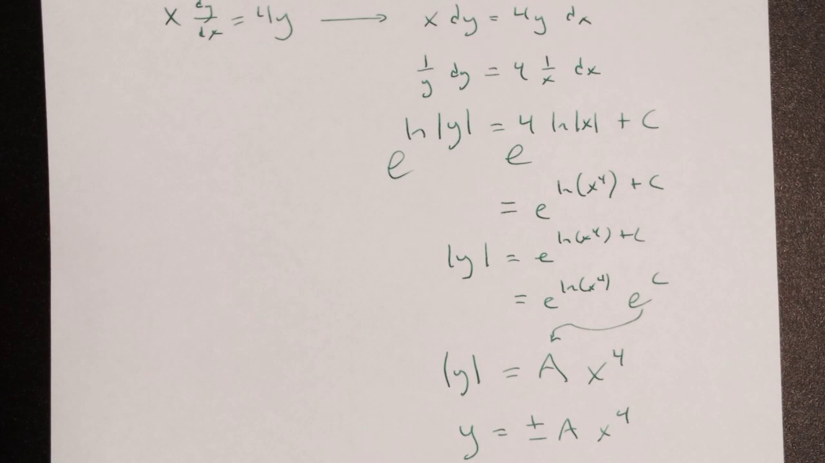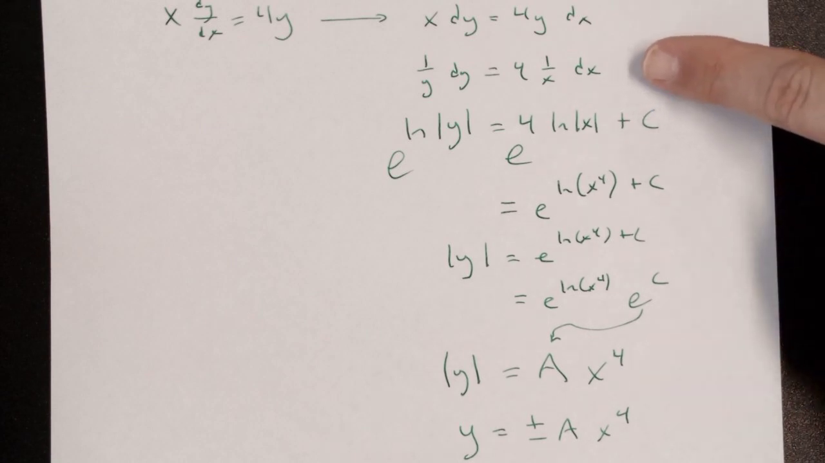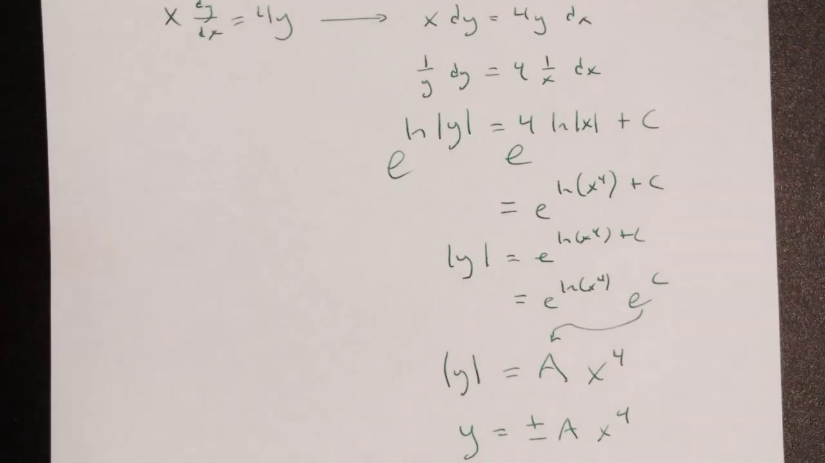Aha! Can't take the natural log of 0. Means x can't be 0, means y can't be 0, right? Up here, I divided. I've got 1 over x, I've got 1 over y. I've thrown out any possible initial condition that has x equal to 0. Any possible initial condition that has y equal to 0.